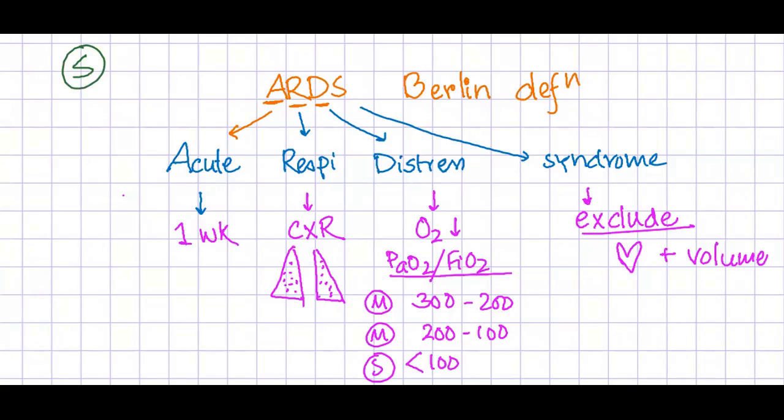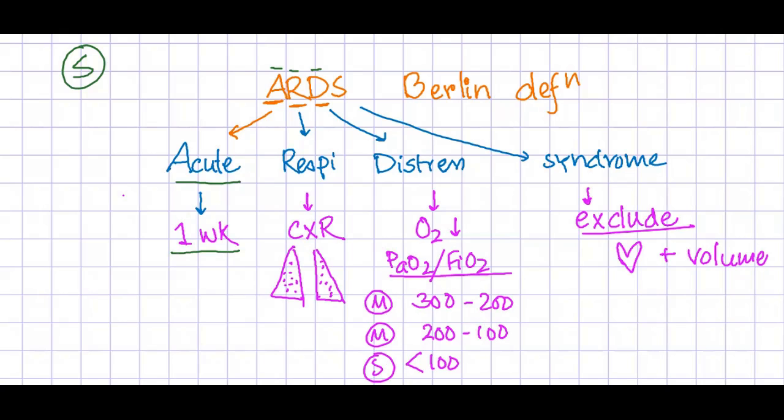Berlin definition of ARDS. So how to easily memorize this? ARDS, look at the words: acute respiratory distress syndrome. So how can we match with the criteria? Acute: the onset of the acute respiratory distress syndrome, or ARDS, should be within a week of a known clinical insult. Okay, so there will be new symptoms or worsening of the previous respiratory symptoms such as shortness of breath.